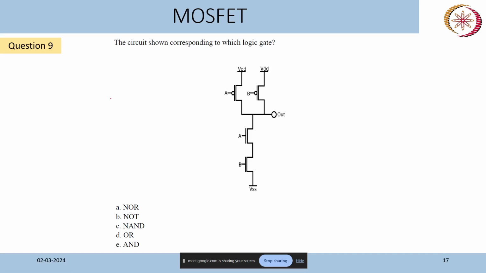Let's go through this next question. This is on logic gates and circuits using MOSFET. So a circuit is given. So these are PMOS, and these are NMOS. So it is a CMOS circuit, complementary metal oxide semiconductor. So this circuit, which logic gate does it represent: NOR, NOT, NAND, or AND.